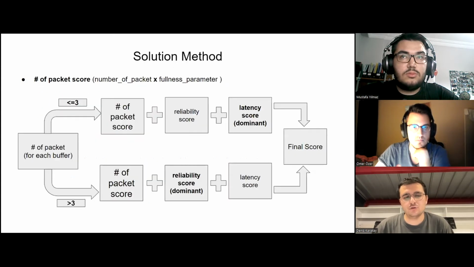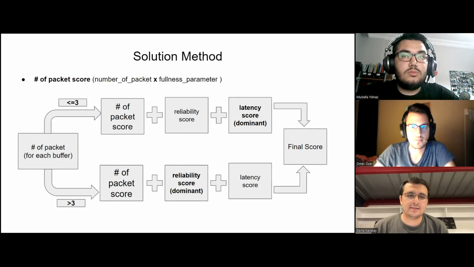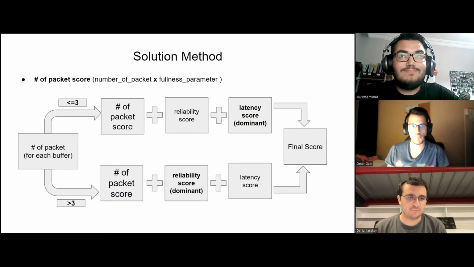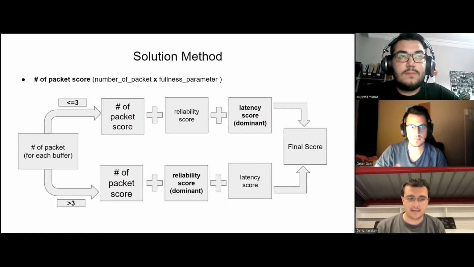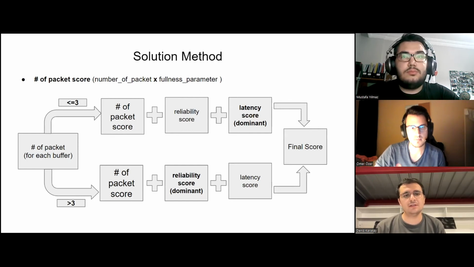We will use 2 different numbers for 2 cases. As you can see, this graph shows how we calculated the final score. The number of packet score is composed of the multiplication of the fullness parameter and the number of packets. For instance, if we have a number of packets greater than 3, the reliability score will be dominant, and otherwise the latency score will be dominant, and we will add these scores to reach the final score.